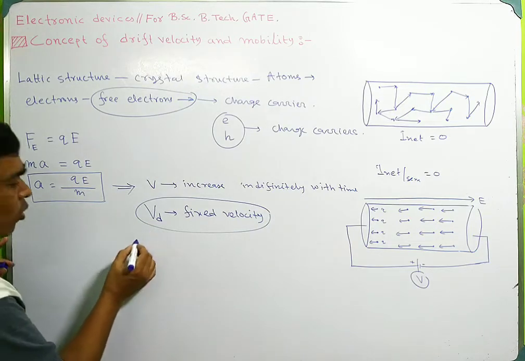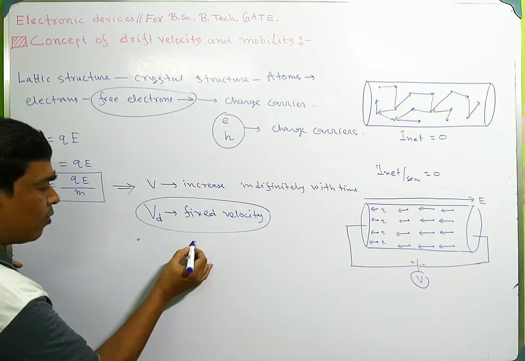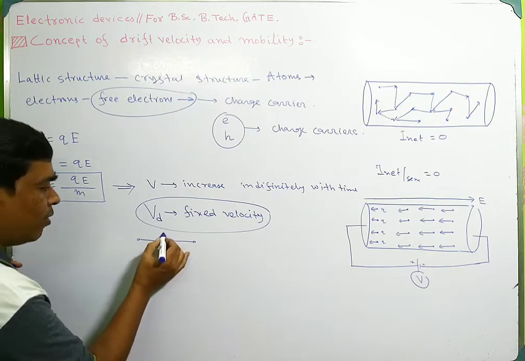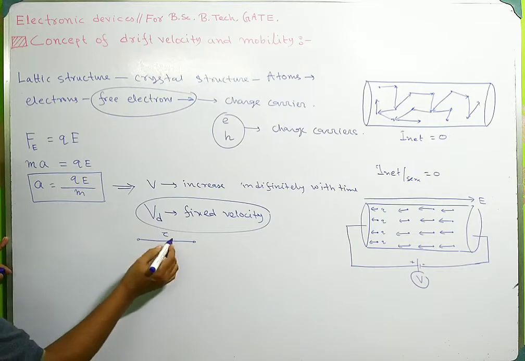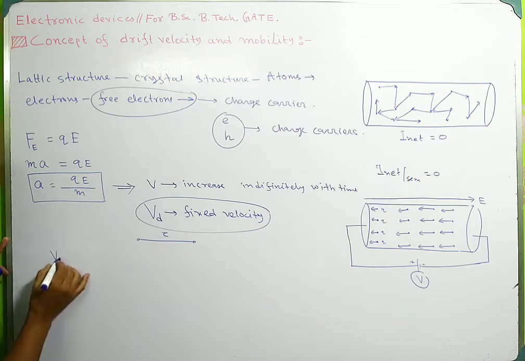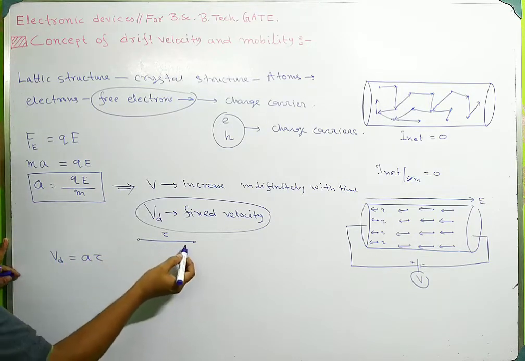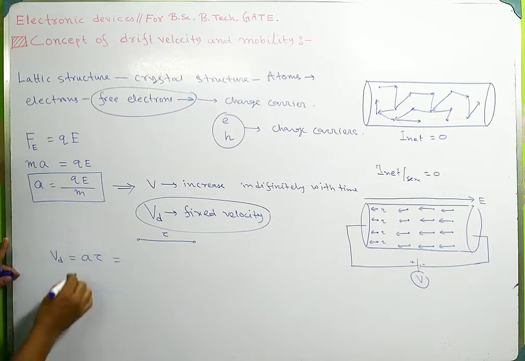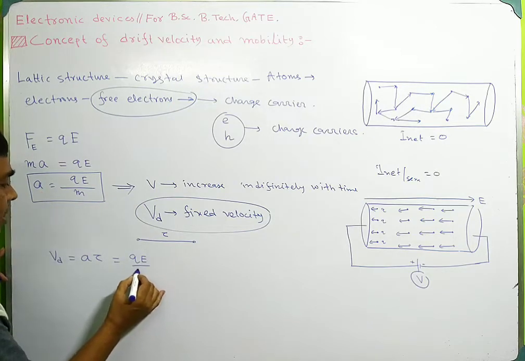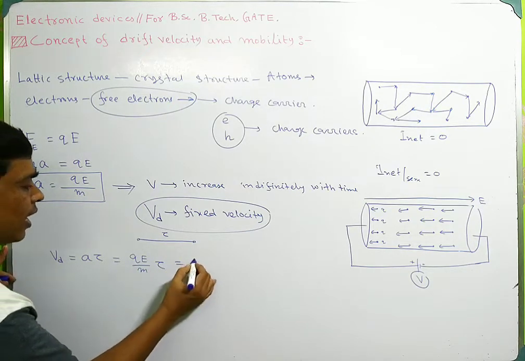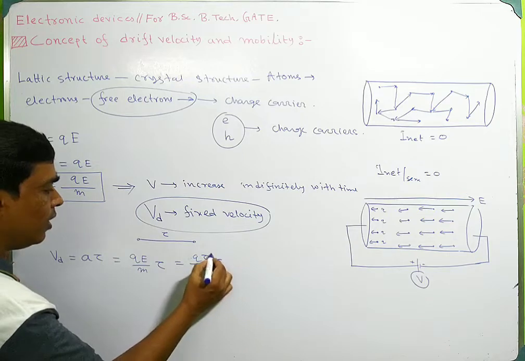Now suppose these are two atoms and this charge carrier collides with this ion. The time between two collisions is tau. So the velocity in this condition, Vd, is equal to a into tau. If I put in the value of a, it will be q into E divided by m, into tau. It can be written as q tau divided by m, into E.